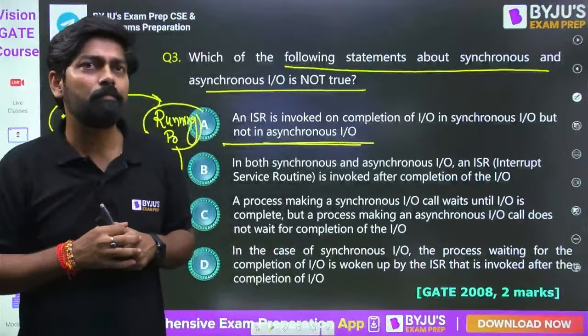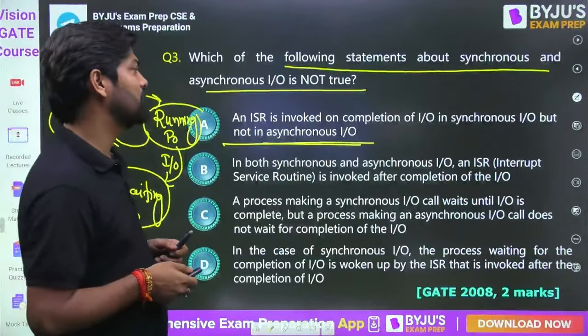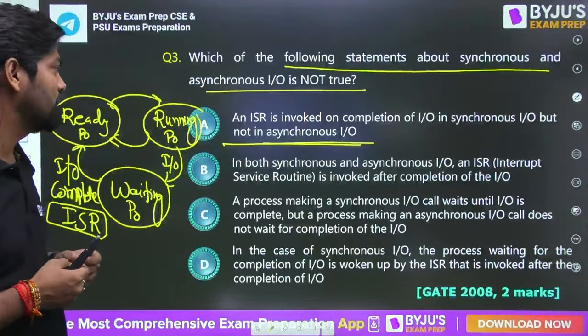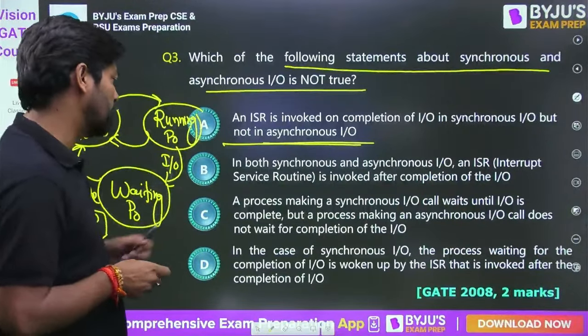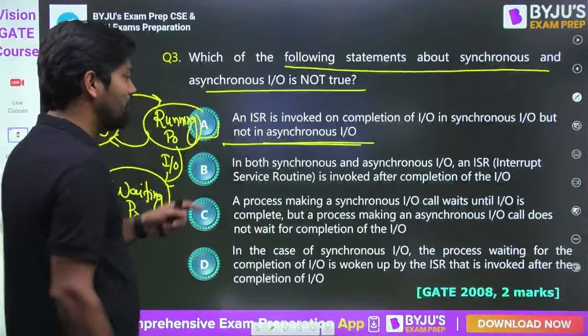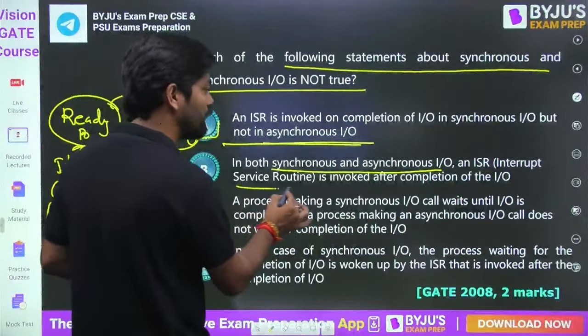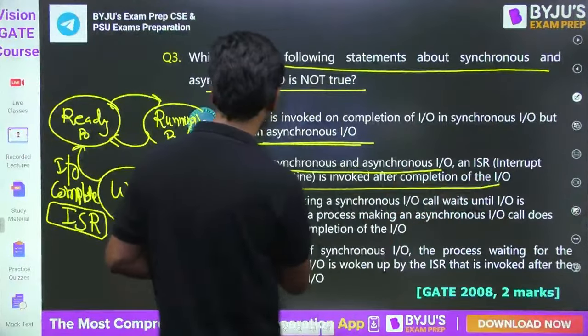Are you getting my point? Please reply. See here, an ISR is invoked on completion of IO in synchronous IO, but not in asynchronous IO. So I think the first option, A, is the correct one. If you see B, in both synchronous and asynchronous IO, an ISR is invoked after completion of the IO.